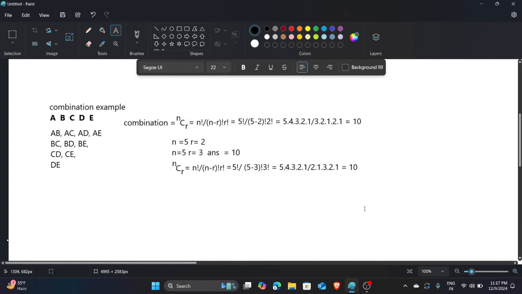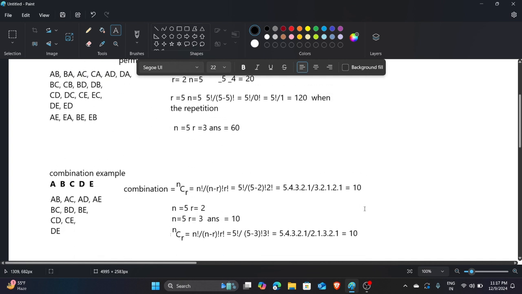So now I have explained every basic thing in permutation and combination. Now you have to try to study it, remember what I explained, and implement it in your math. Okay, thank you.